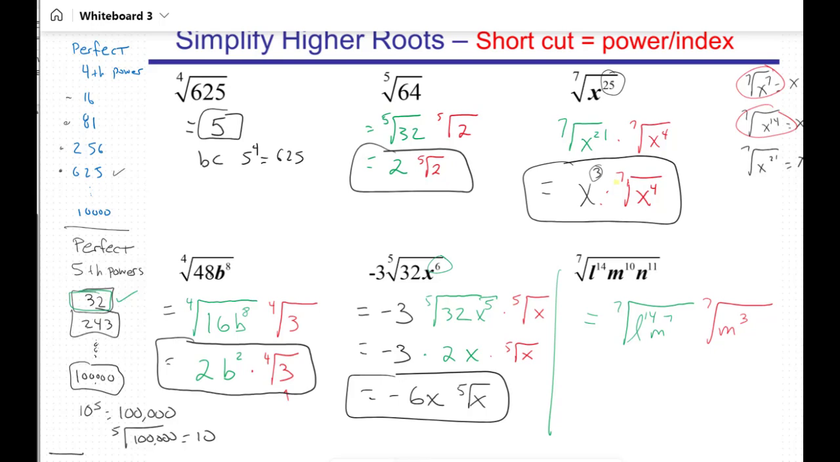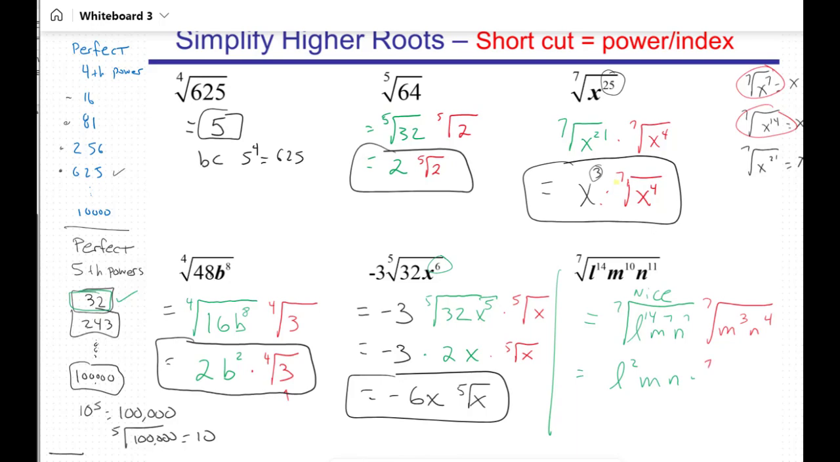Same trick with the n's. N to the 7th I can do, but that means I have to break out 7 n's from n to the 11th power, which means I have n to the 4th power left over. Now, all of these guys are nice. I can do easy radical of all of them. Divide by 7. The 7th root of L to the 14th power is L squared. The 7th root of m to the 7th is just m. 7th root of n to the 7th is just n times.